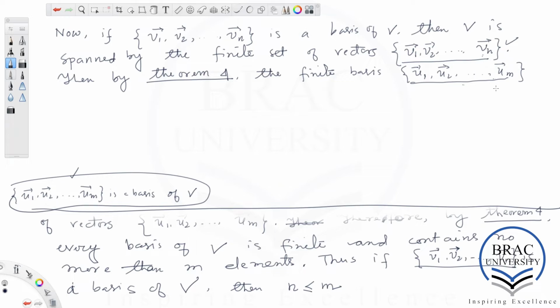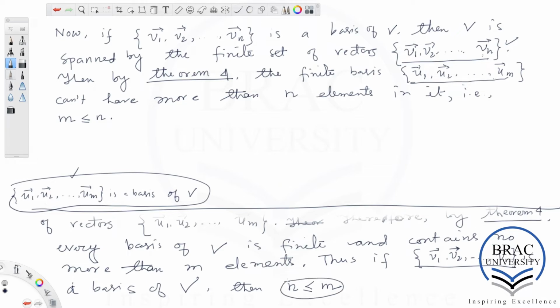The finite basis can't have more than n elements in it, right? That is, m is less than or equal to n. Okay, so we proved earlier that n is less than or equal to m. Now we proved that m is less than or equal to n. Together they mean that m is equal to n. Okay, QED.